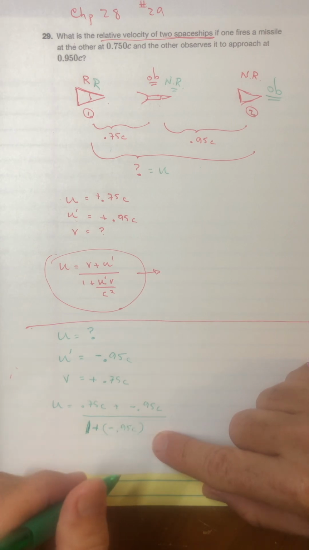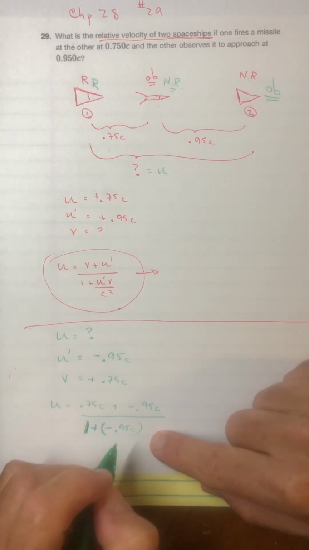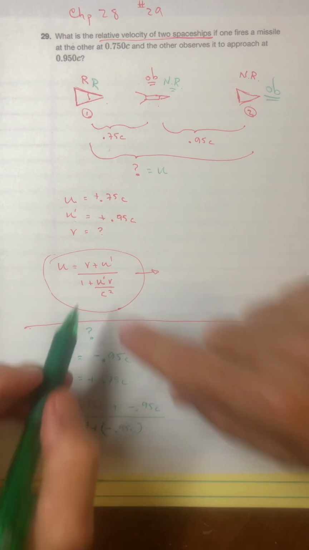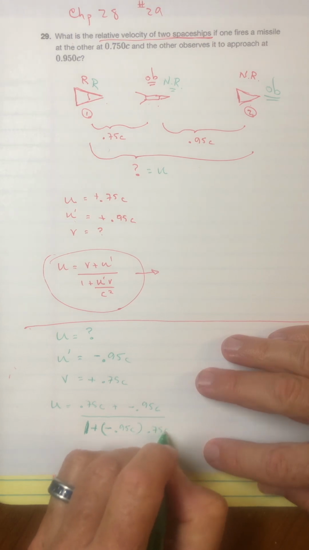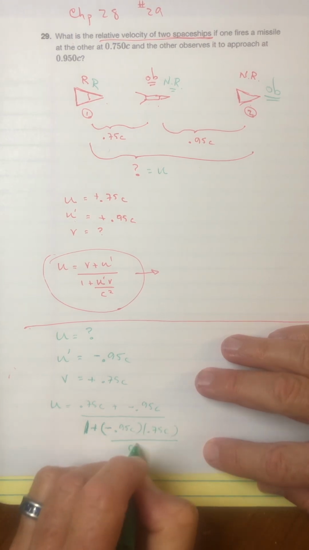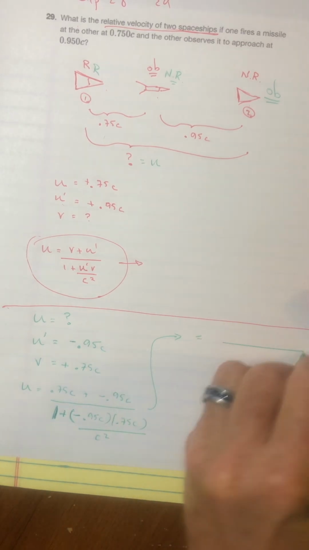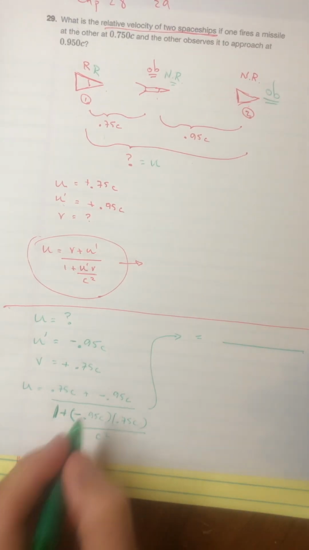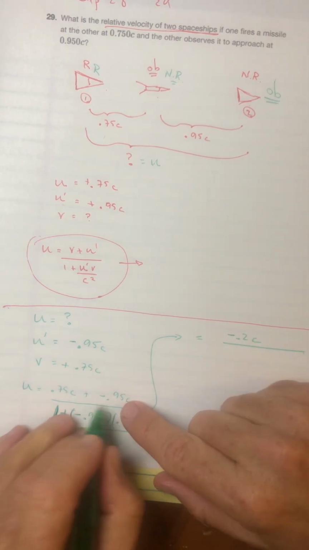maybe I shouldn't have done green. I wonder how well green stands out in the video. I think it's okay. Where was I? Oh, u prime, and then times v, which is 0.75c all over c squared equals. All right, so on the top, we have, it looks like a negative 0.2c.